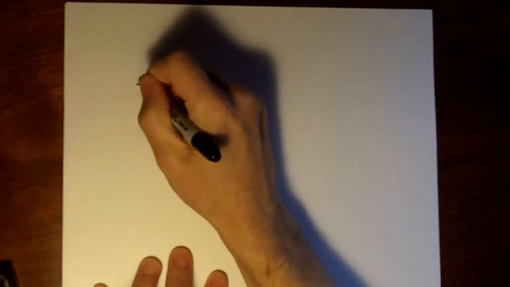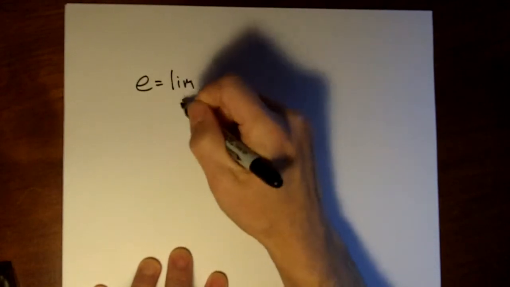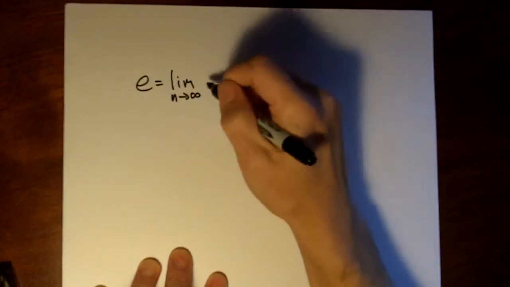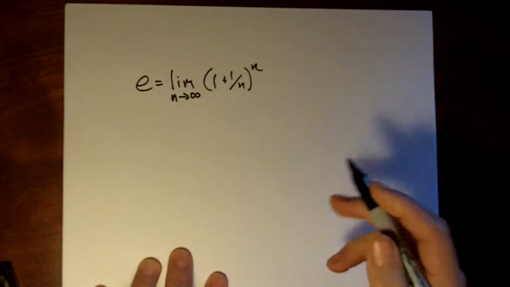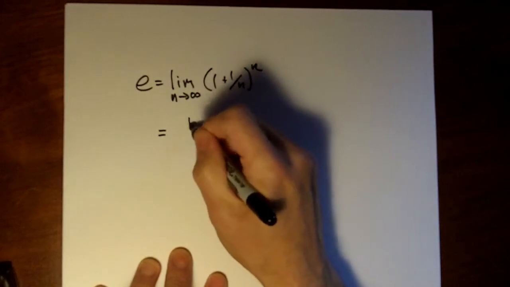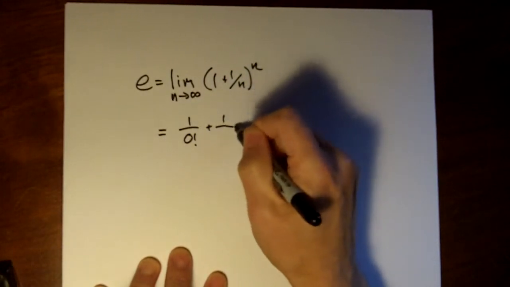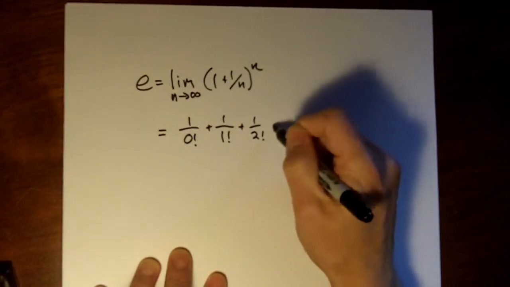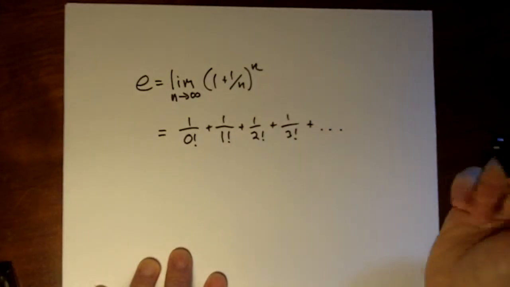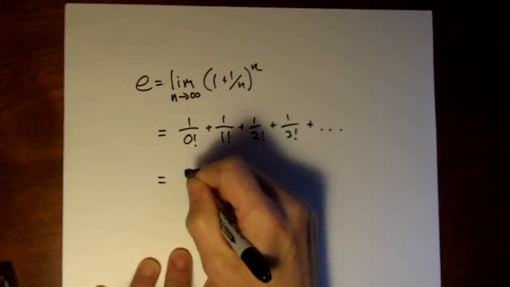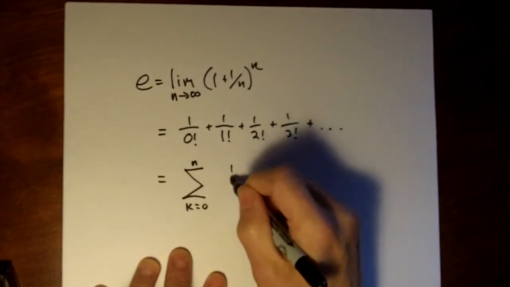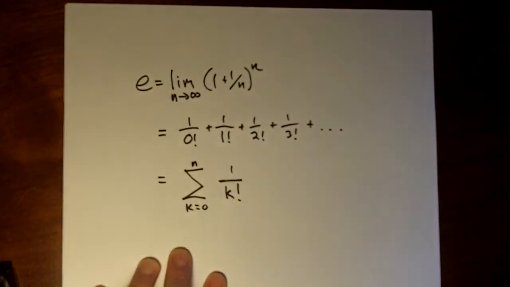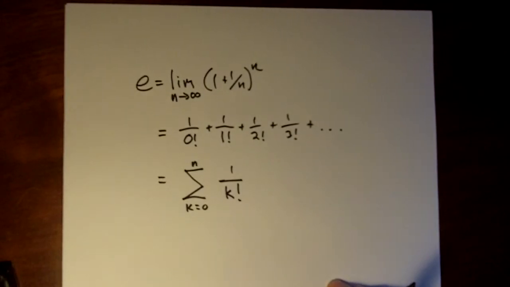So this is pretty exciting. What does that mean? That means that e is equal to the limit as n goes to infinity of (1 + 1/n)^n, which we just expanded and found is equal to 1 over 0 factorial plus 1 over 1 factorial plus 1 over 2 factorial plus 1 over 3 factorial plus dot dot dot, which we could simply represent as a summation, k equals 0 to n, of 1 over k factorial. That's a very satisfying result.